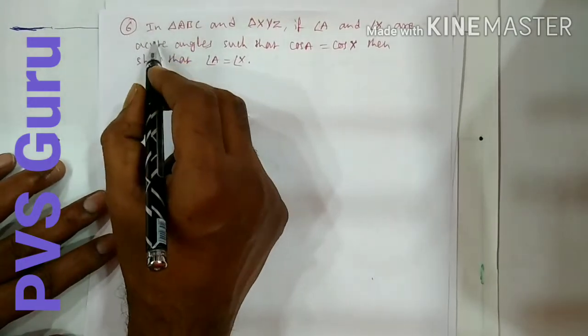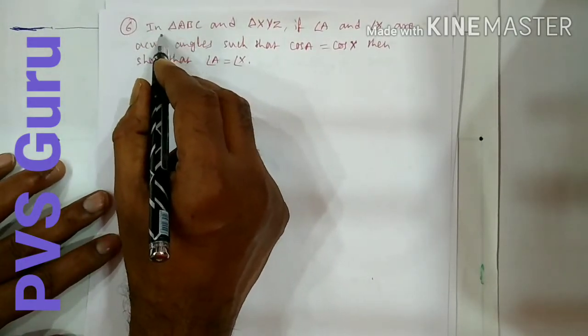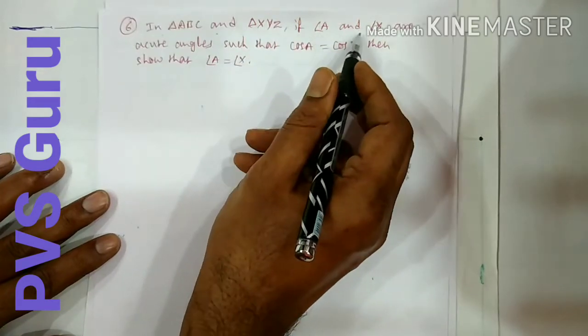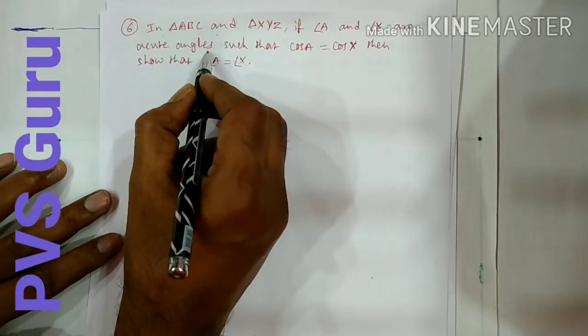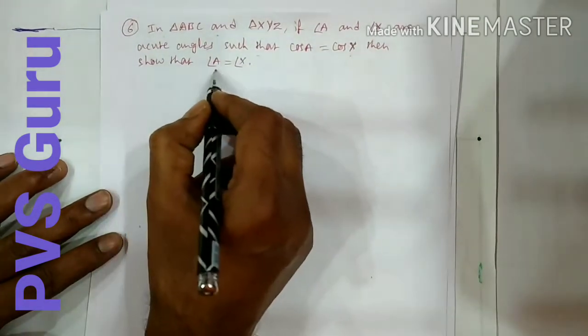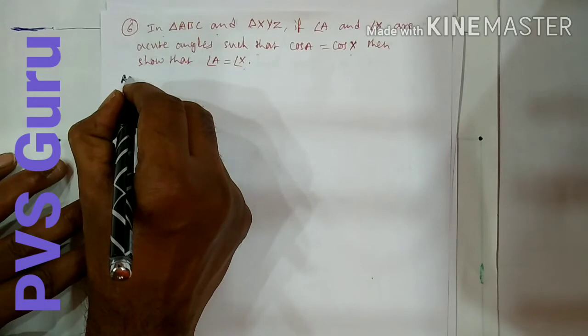Question number 6. In triangle ABC and triangle XYZ, if angle A and angle X are acute angles, meaning less than 90 degrees, such that cos A is equal to cos X, then show that angle A is equal to angle X.